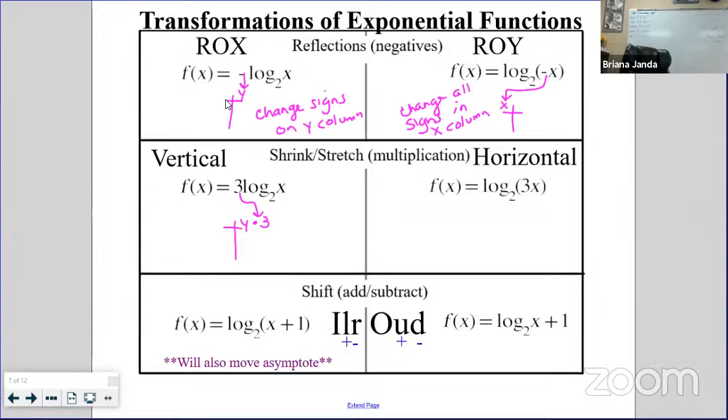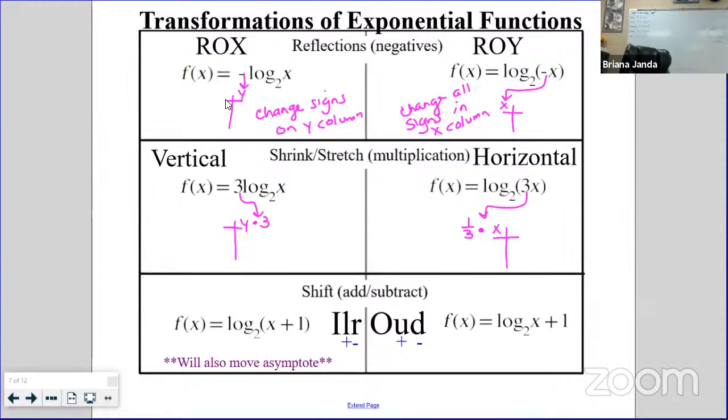If that moves to the inside of my function, it is now a horizontal, and everything horizontal, we have to think opposite. So we impact our x column by multiplying by the reciprocal. So if I had a 3 on the inside, I would have multiplied the x column by 1/3. That would have been a horizontal shrink by 1/3. And then once I have done that, I stop impacting my columns.